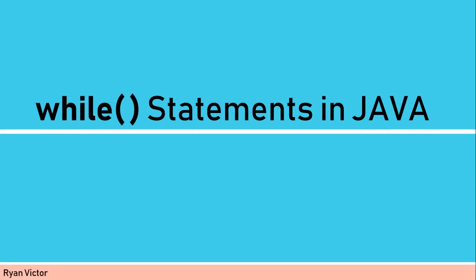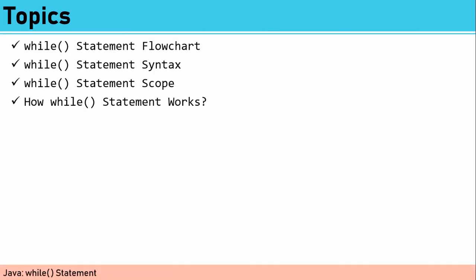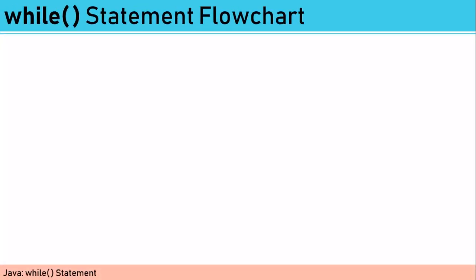So today I'll be discussing the while statements in Java. Within this topic, I'll be discussing the statement flowchart, syntax, scope, and how the while statement works. We'll try to do some basic simulation on how these looping statements work. So let's start with the flowchart.